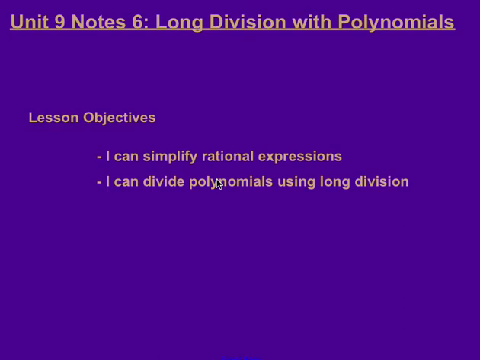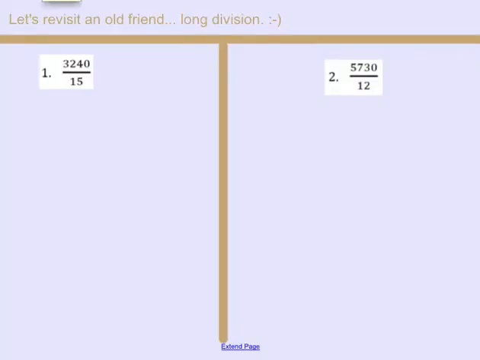Today we're going to be doing Unit 9, Note 6. So we're going to be talking about long division with polynomials. So we're basically going to be starting to divide polynomials using long division. So for starters, let's go ahead and take a look at reviewing long division.